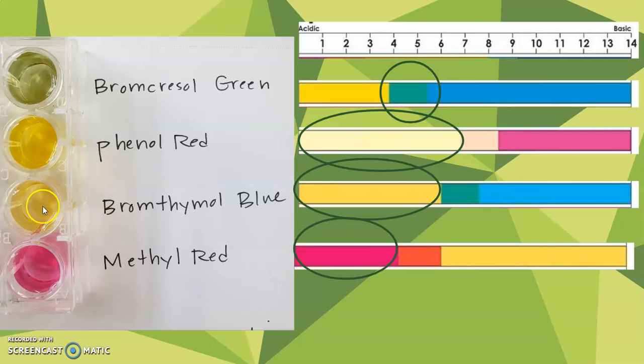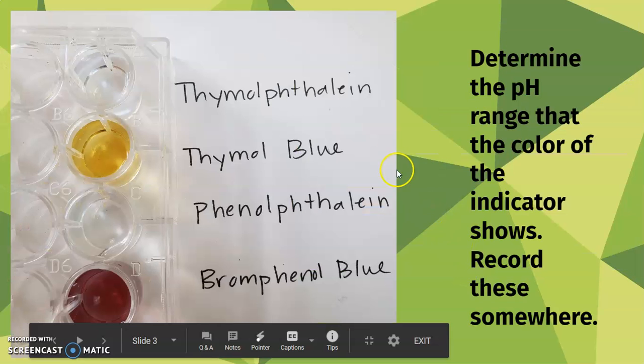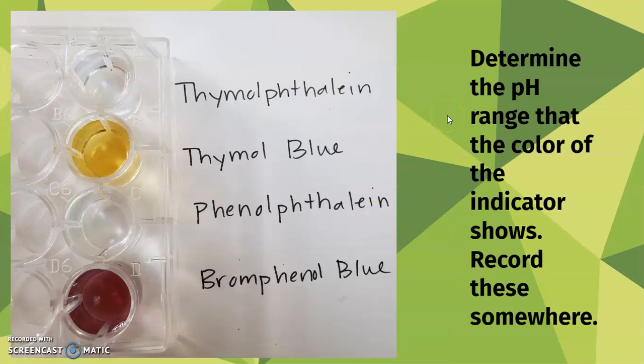So on my paper, I'm going to record 0 to 7. For bromothymol blue, it's a yellow color. So on my paper for bromothymol blue, I'm going to record that it's showing me a potential range of a pH of 0 all the way to a pH of 6. And for methyl red, it's got kind of a pinky color. So I'm going to write down that the methyl red indicator is showing me a range of 0 to 4. It's not showing me anything higher than a 4 because then it would be an orange color or a yellow color. Okay, we're going to do the same thing with the thymolphthalein, thymol blue, phenolphthalein, and bromophenol blue.